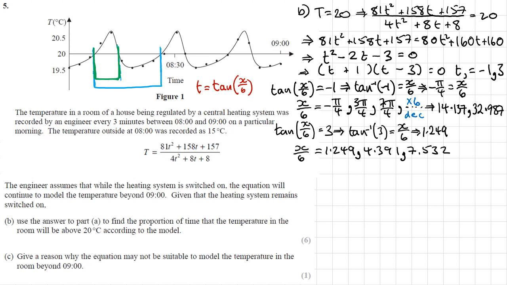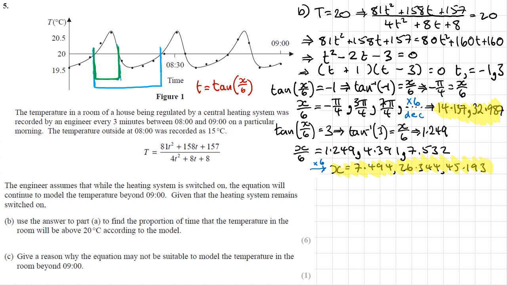7.532. I now want to multiply these by 6 to find x, and the values of x I get are 7.494, 26.344, 45.193. Now I probably don't need all of these solutions, but it should be enough for me to see what's going on. So I've got 2 solutions here for x and 3 solutions here for x.